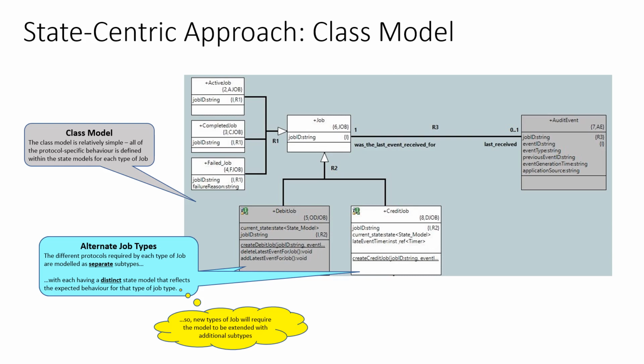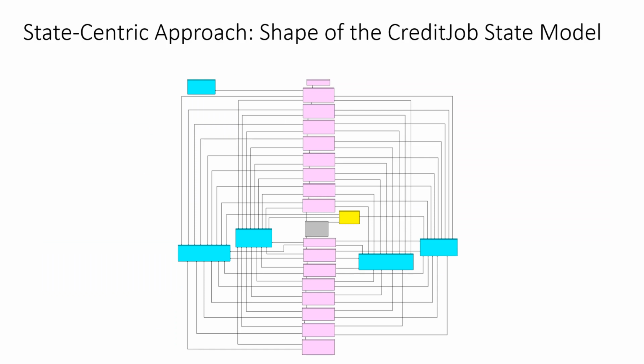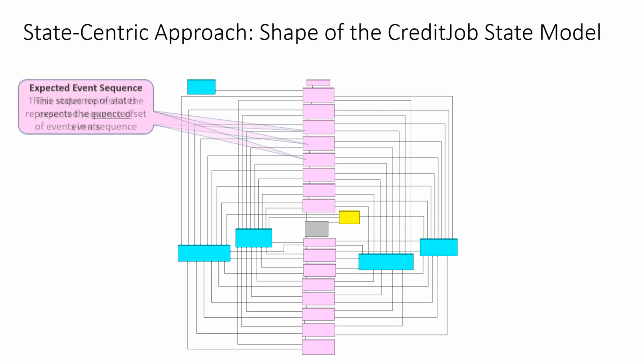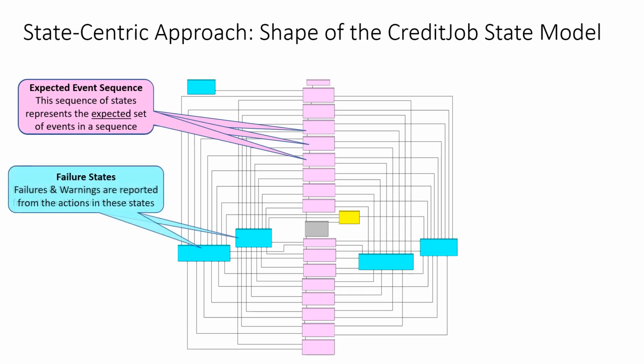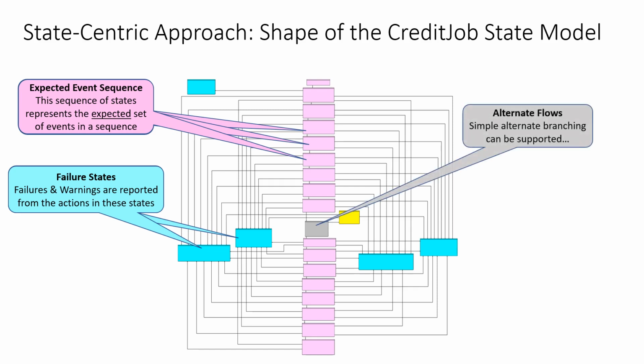Let's now have a look at a state model for one of the job types. As you can see from its shape, the state model clearly reveals the sequence of steps that the respective transaction goes through, with the pink states representing the expected behavior, the turquoise states representing failure conditions, and the grey states representing locations in the sequence where alternative paths might be taken. The additional brittleness that the state-centric approach suffers from, however, is that changes to the protocol necessitate a change to the state model, which typically results in downtime whilst this change is rolled out.